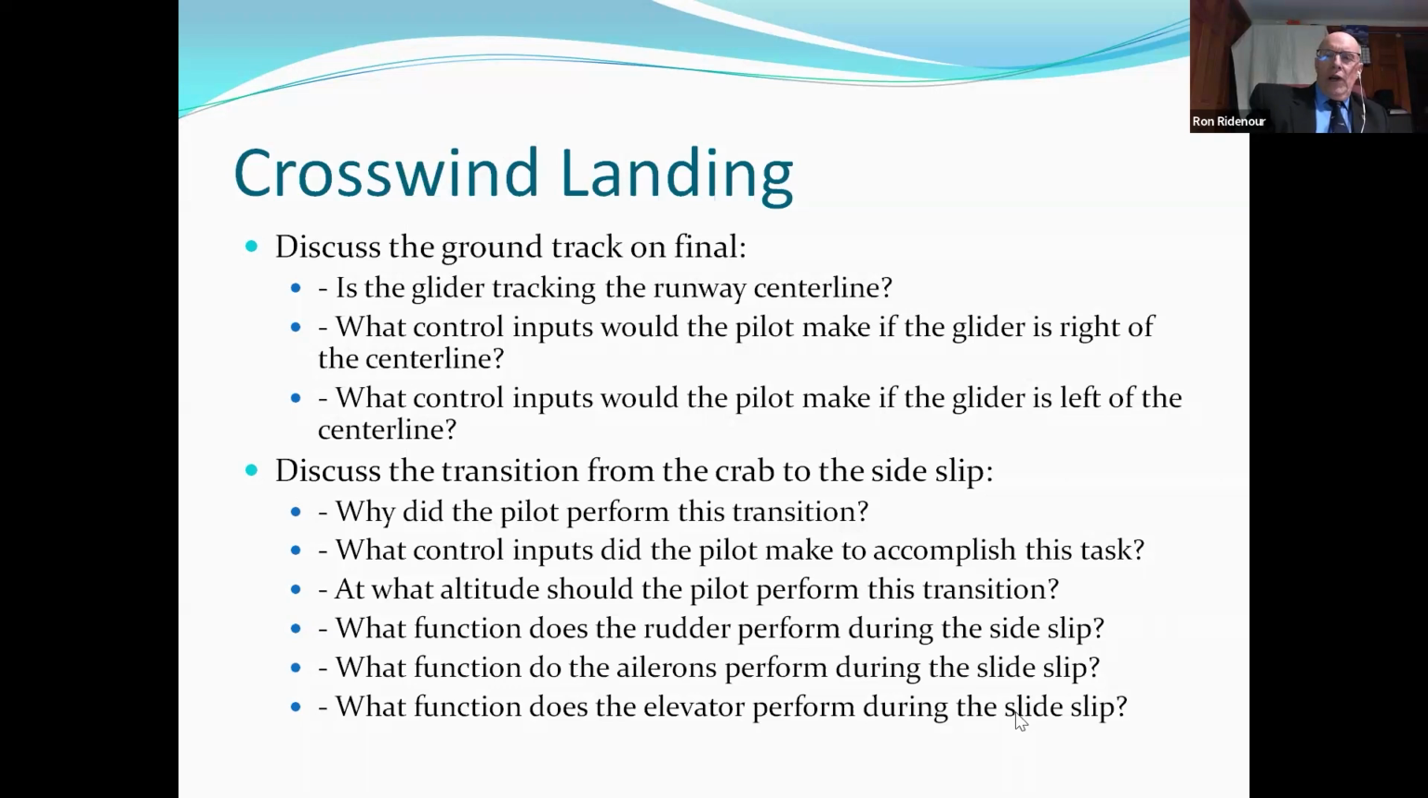And then go from the crab to a side slip, and show how if you put too much side slip in, you'll actually penetrate into the wind. And if you don't put enough side slip in, you will drift downwind of the center line of that road down below. And then transition from the side slip to a forward slip.